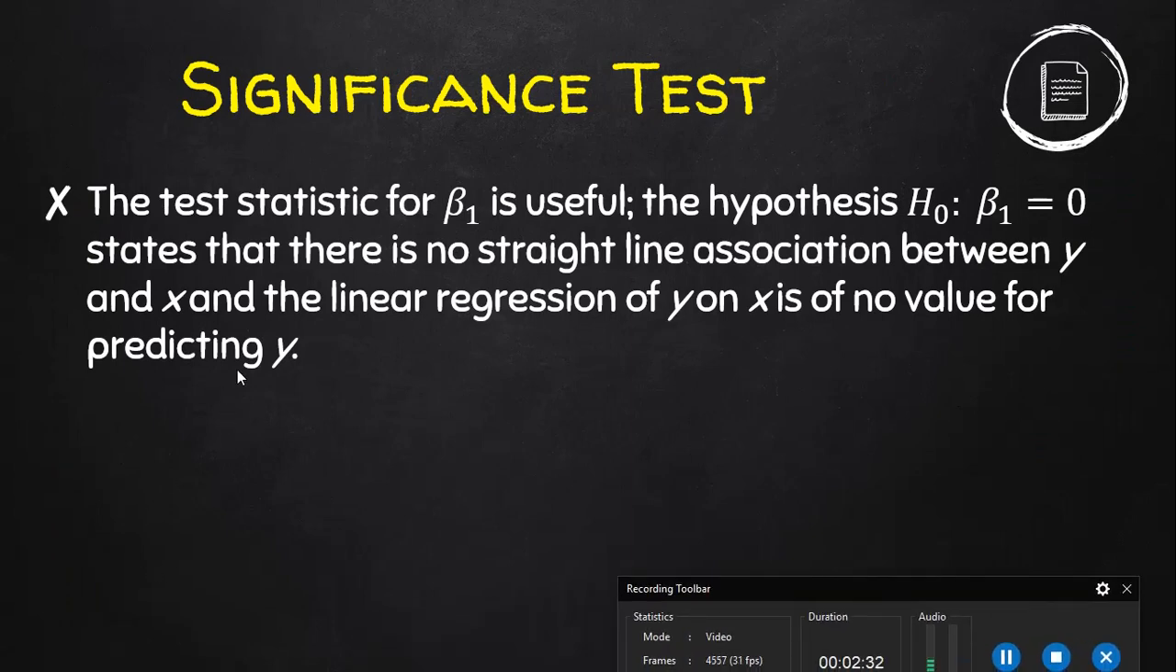When we calculate the test statistic for our slope, it basically will tell us if there's evidence that the slope is 0, or if it's not. If the slope is 0, that tells me that there is no straight line association between our explanatory and our response variable, and that creating an equation would be useless because there's no way to predict when you sub in.